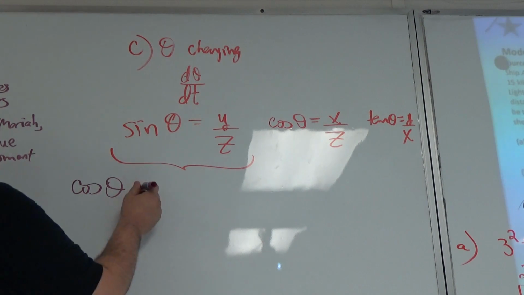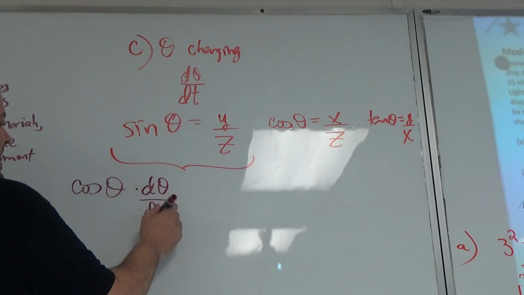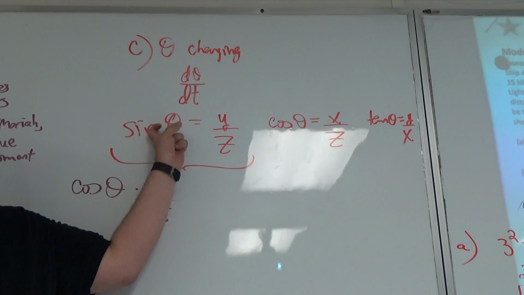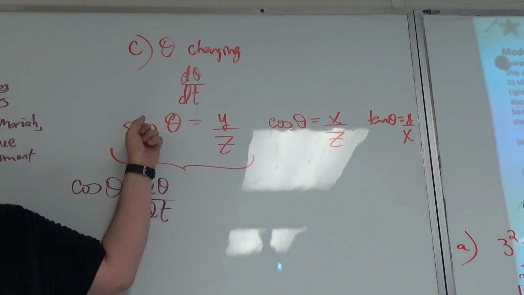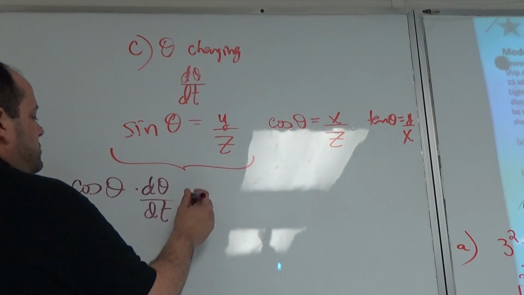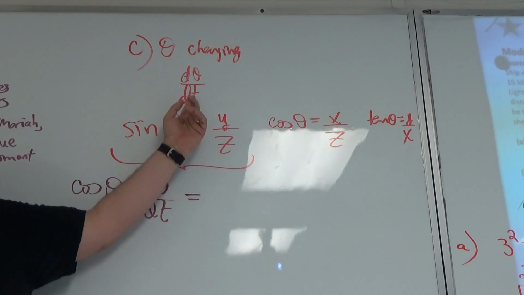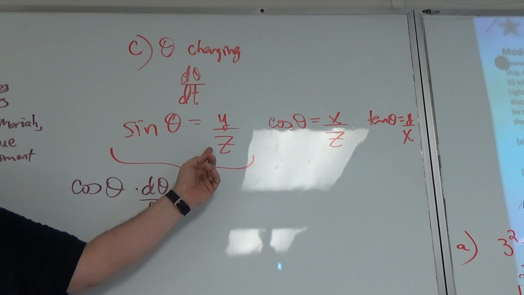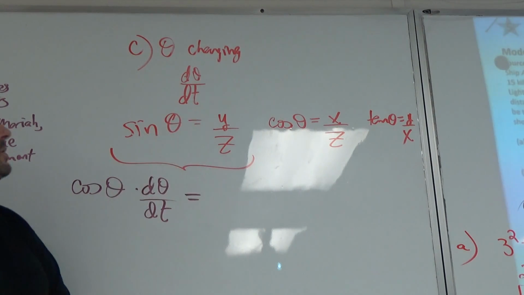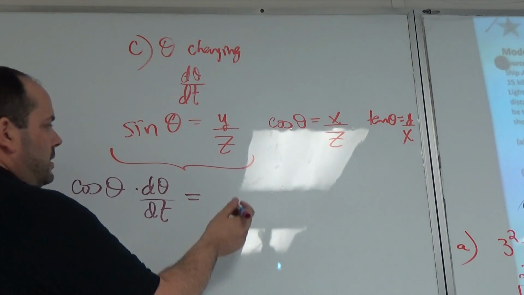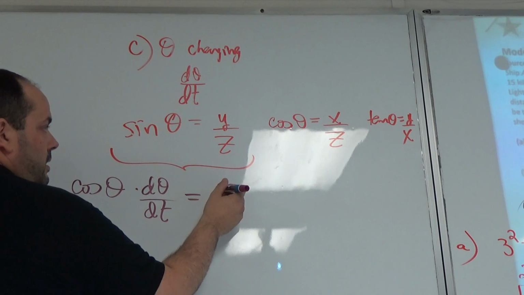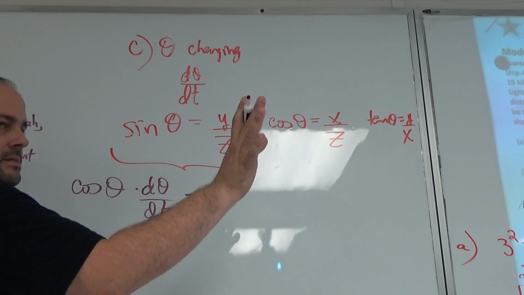D theta dt, because we are measuring how that angle changes with respect to time. Derivative on the right, I need the quotient rule. So Noemi, what's the quotient rule going to tell us over here? dy over dt. Oh wait, hold on. Let's do the quotient rule.